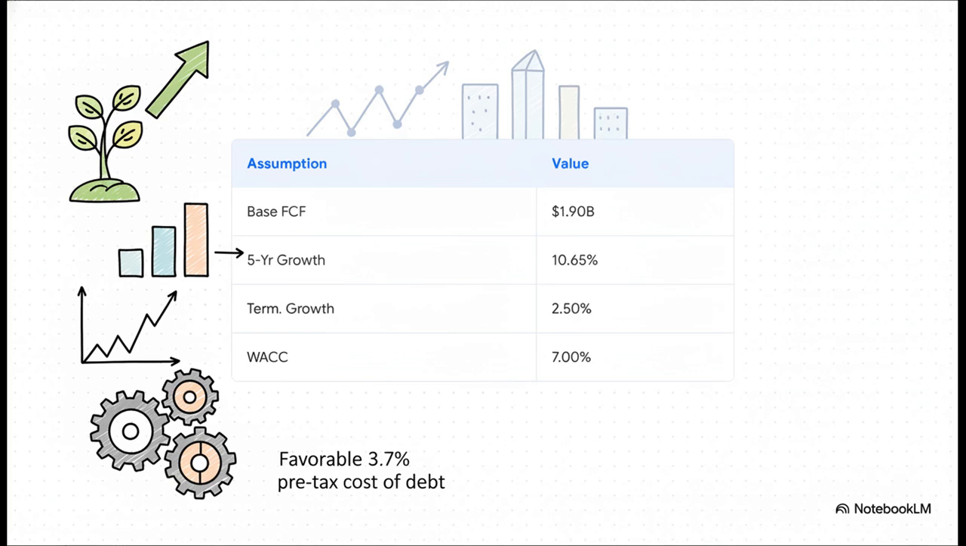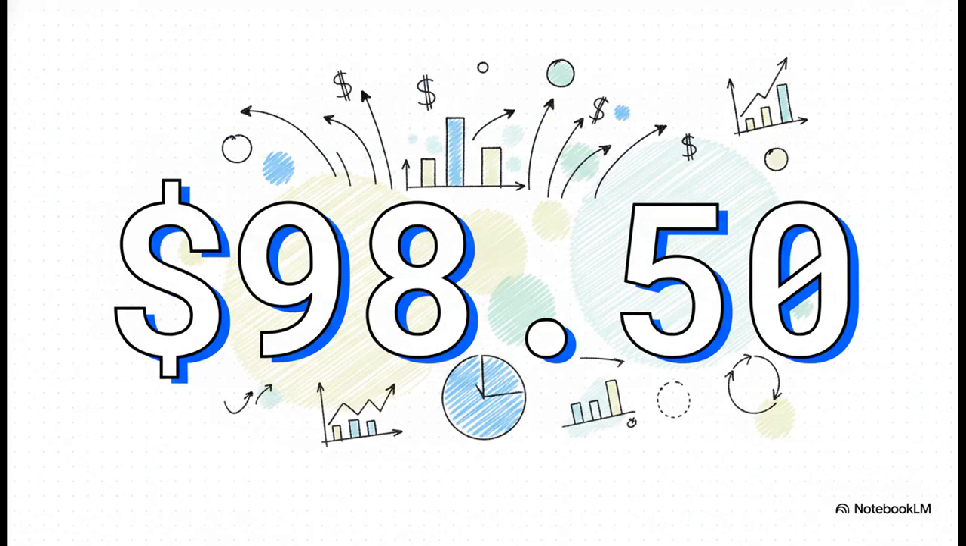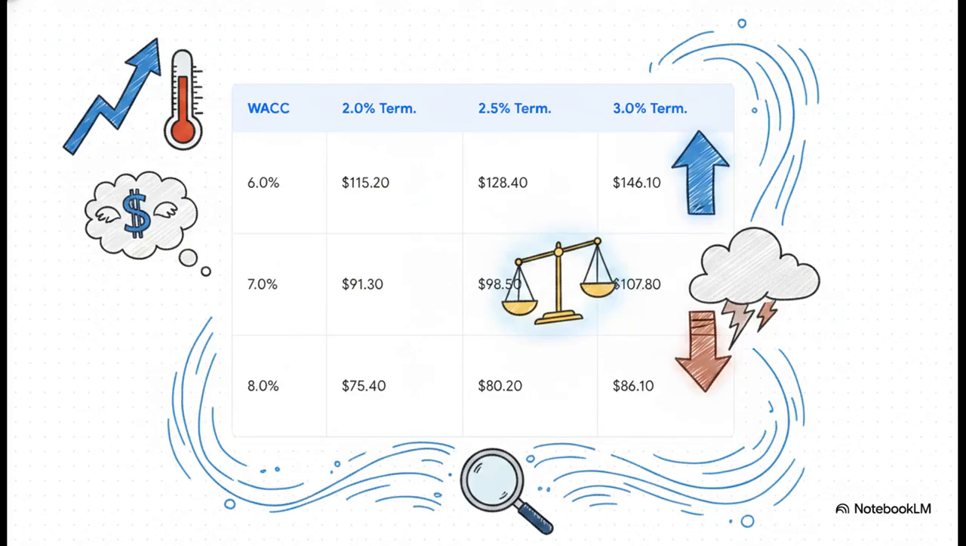For our discount rate, building off the source-provided 3.7% cost of debt, we assume a very favorable weighted average cost of capital of 7.0%. Now, what's really interesting about this result is how the narrative totally flips here. When you project those cash flows forward and discount them back to today, the fair value per share comes out to $98.50. So unlike the strict historical multiples we just looked at, a purely quantitative DCF model completely justifies the current $93 price tag. But valuation is an art just as much as it's a science.